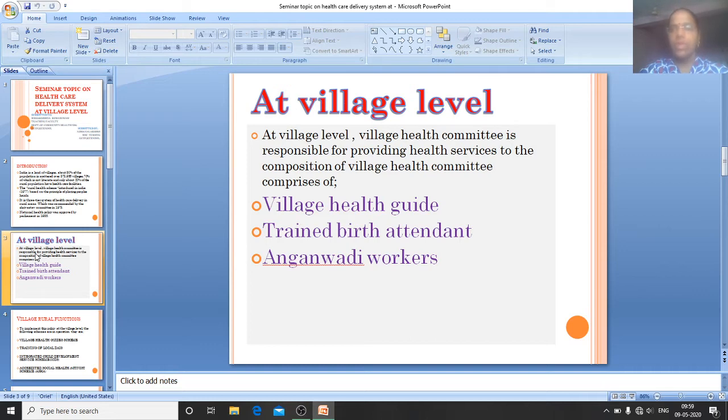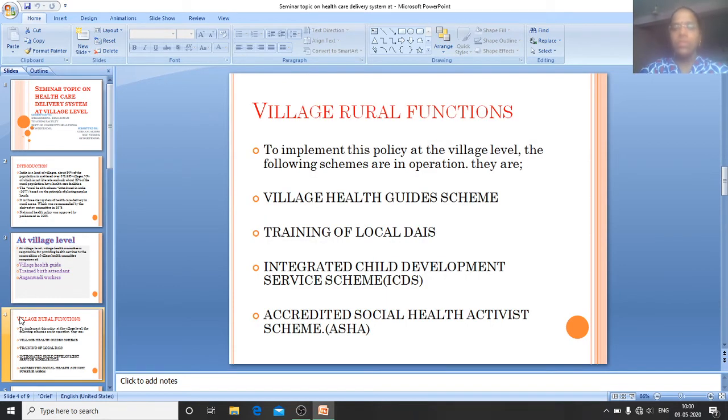At village level, the village health committee is responsible for providing health services. The committee comprises the village health guide, the trained birth attendant, and the Anganwadi workers. These three people are involved in delivering the health services at village level in the healthcare delivery system.